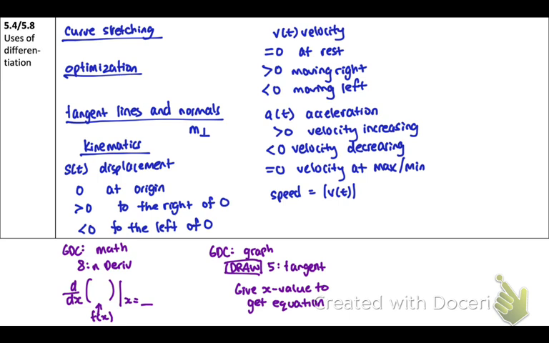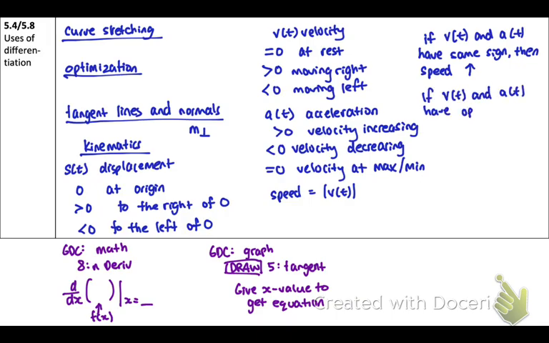Now remember that speed is the absolute value of velocity, so we don't care about the sign. And then lastly, how to recognize if something is speeding up or slowing down is that if you see that the velocity and acceleration have the same sign, then it means our speed is increasing. If you see that the velocity and acceleration have opposing signs, it tells us that the speed is decreasing.